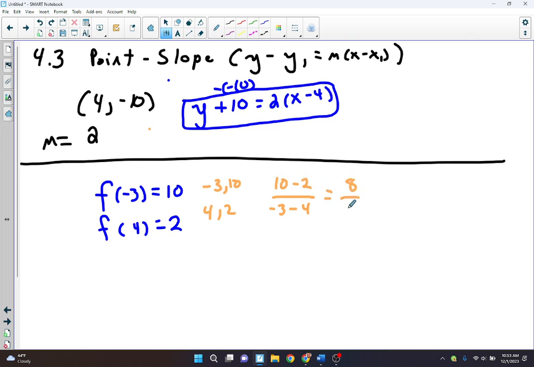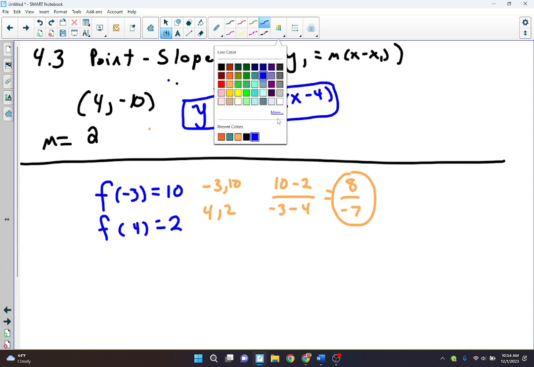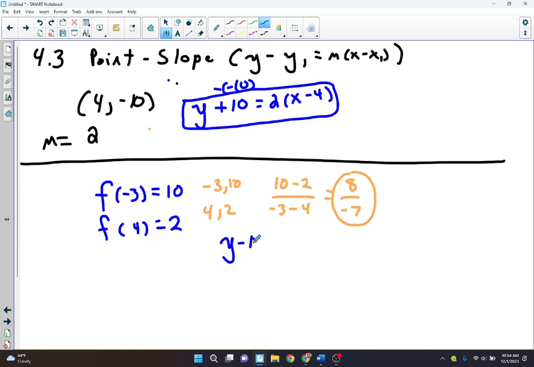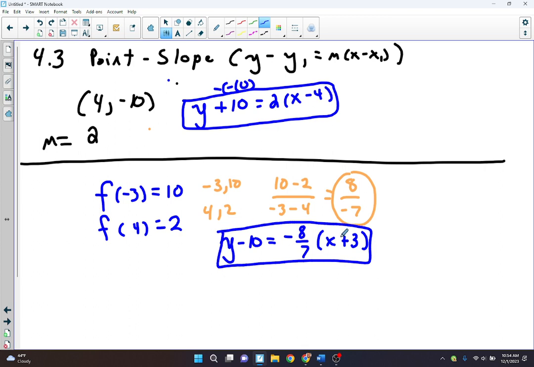8 over negative 7. So here I can't simplify. But luckily in this situation, I don't really have to use the slope to give the final answer. I'll use the top point, but you could use either one. y minus 10 equals negative 8 over 7 times x plus 3. Okay.